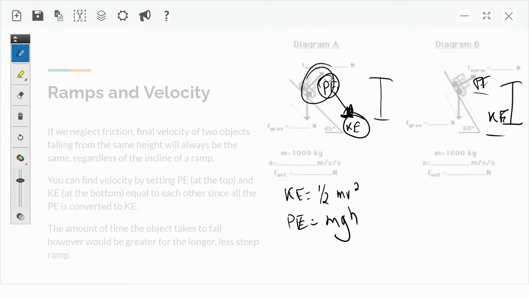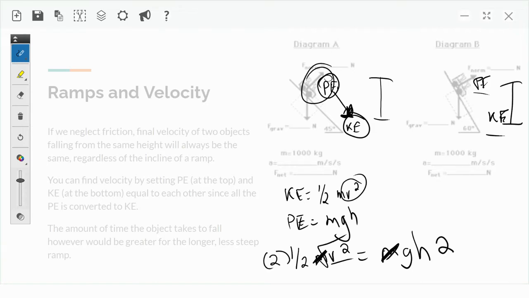If we want to find the final velocity, what we can do is say 1/2 mv squared equals mgh. And you'll see you have m on this side and m on this side. You can actually cancel them out. If we want to solve for velocity here, we multiply both sides by 2 and square root it. So the velocity is equal to the square root of 2gh. Velocity equals square root of 2gh.